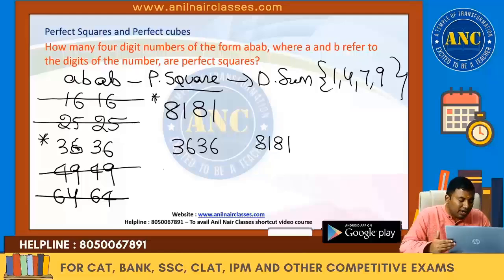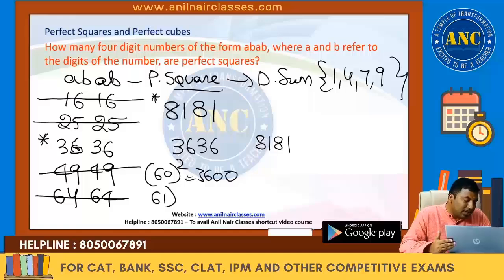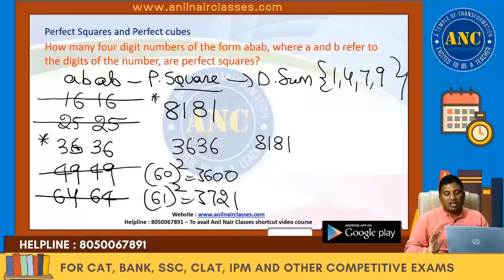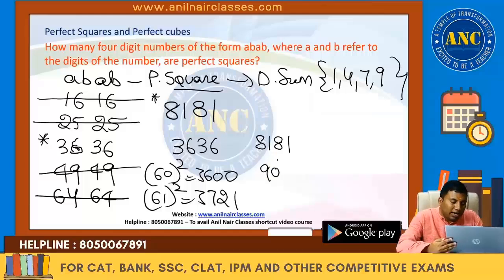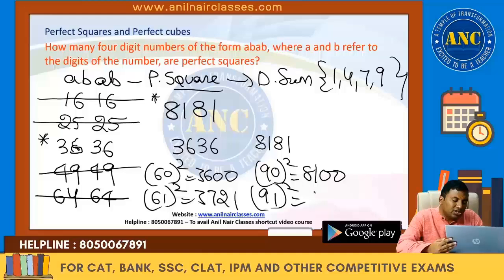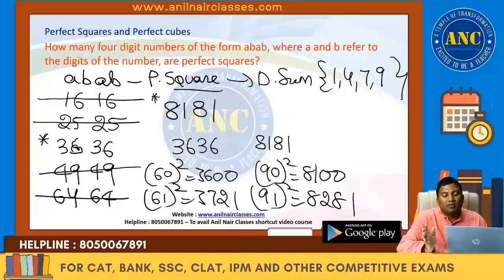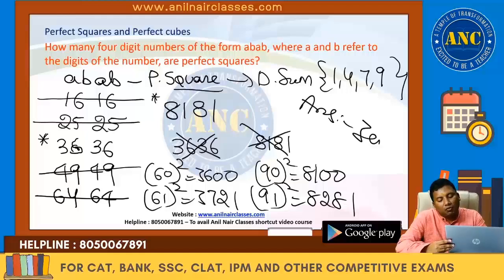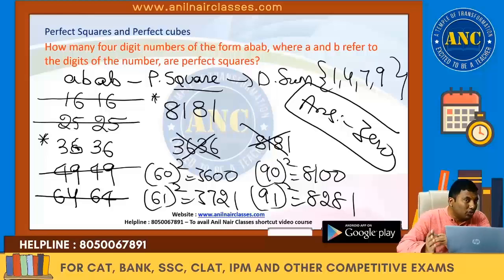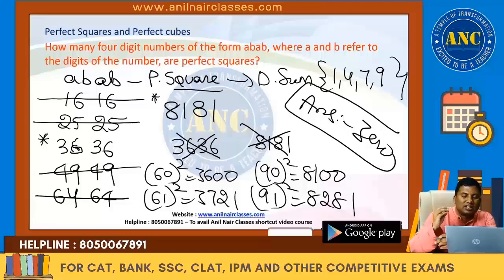3600 is 60 square. 61 square is 3721. This value is in between 60 and 61. Not possible. 90 square is 8100. 91 square is 8281. These lie between these two values, not possible. These two not possible. So answer 0. In case you want to use numerical values also, you can use it. If you know the concept, the digital sum of a perfect square is always 1, 4, 7 or 9. I hope the idea is clear.